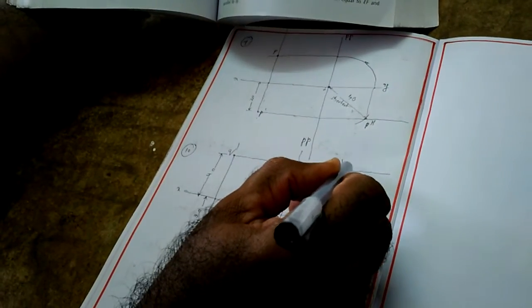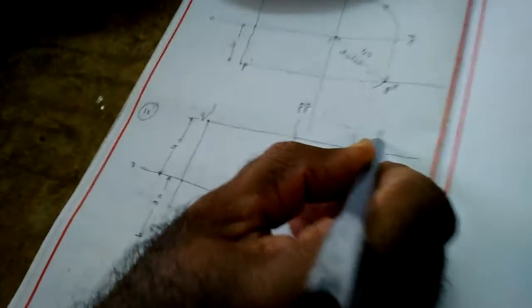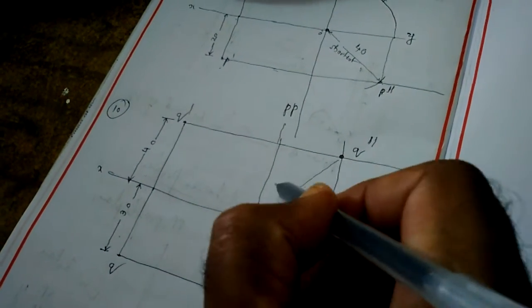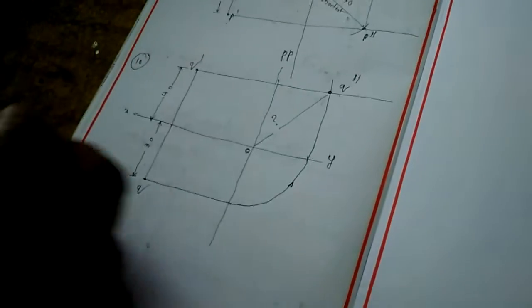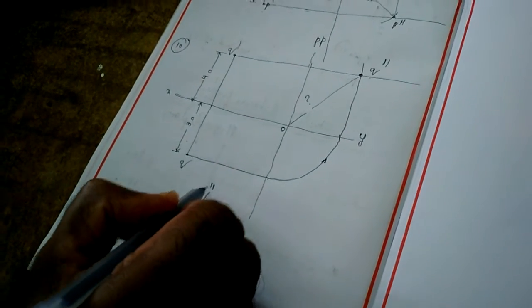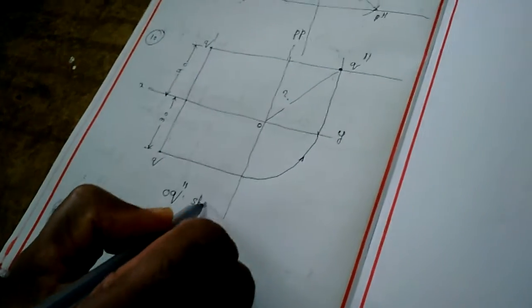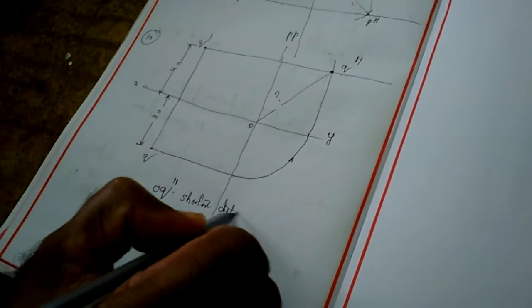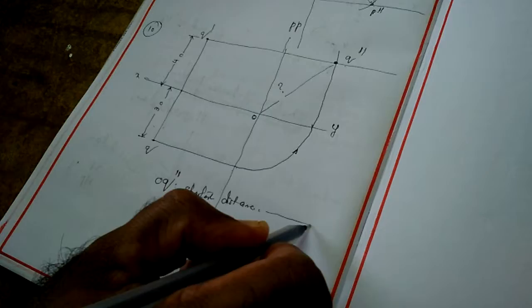So here this is q double dash. This distance you want to find out. This is called shortest distance. O q dash, q double dash is the shortest distance. You want to measure and you want to indicate the shortest distance, how many millimeters, you want to write down.